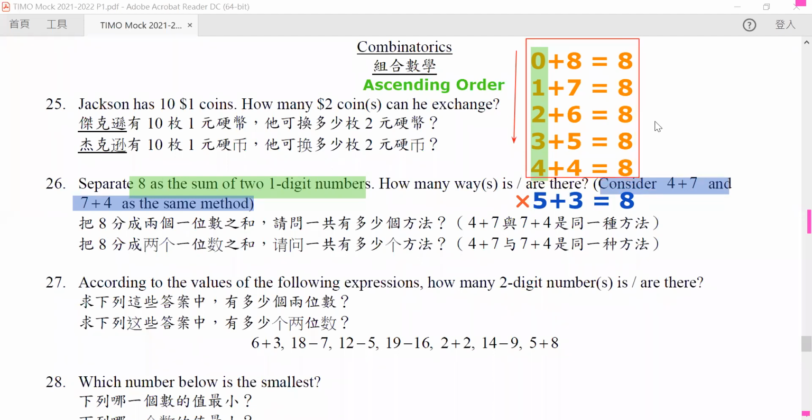Teacher, why don't we count 3 plus 5? There will be 5 methods, 5 ways of doing this. But teacher, why aren't 3 and 5 and 5 and 3 the same? Yes, because we treat them the same. That's why we do not count them. We only count the first 5 of them.